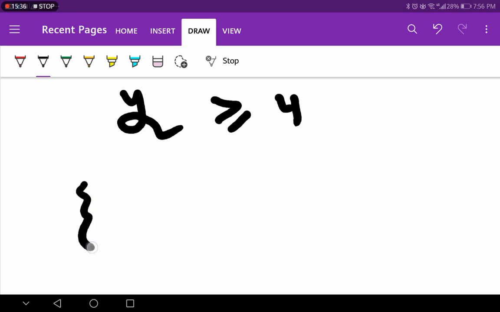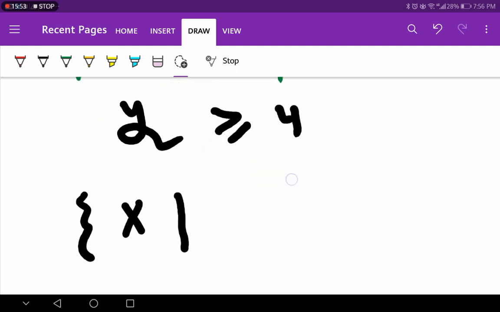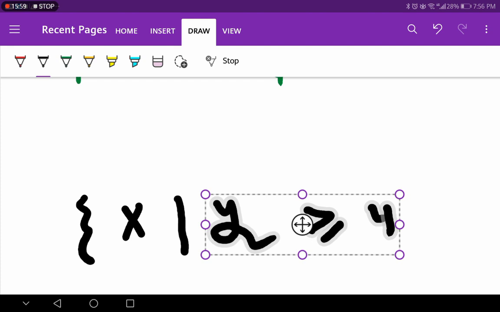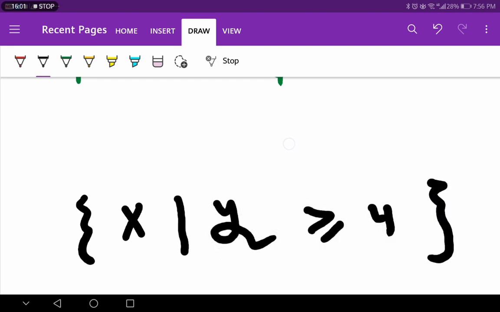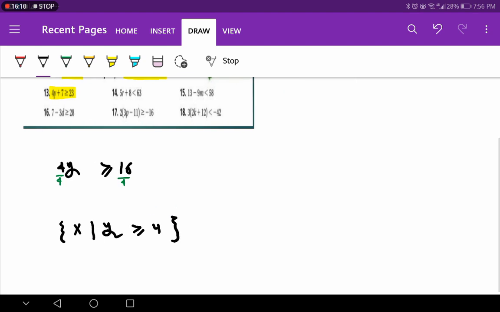Directly we draw the curly brackets, we write the x and this line. Then you write this, you put it here, and you close the curly sign. In this way you write in set builder notation. Are you happy with that? So teacher, it is easy. We put the solution here, and this part we know from before.